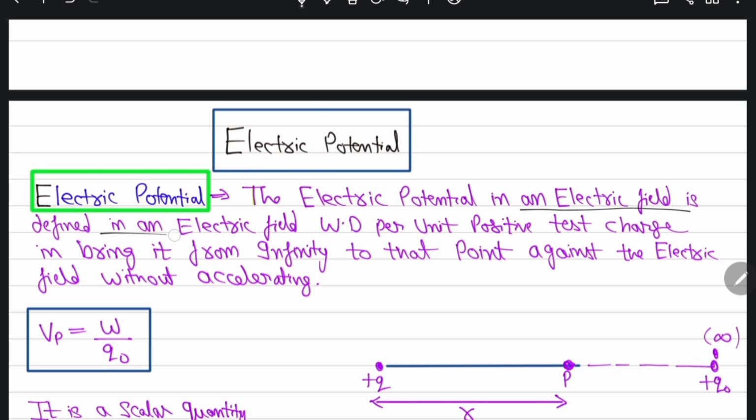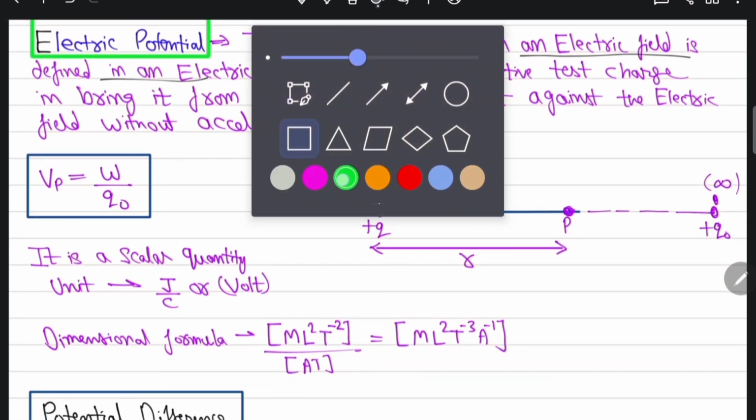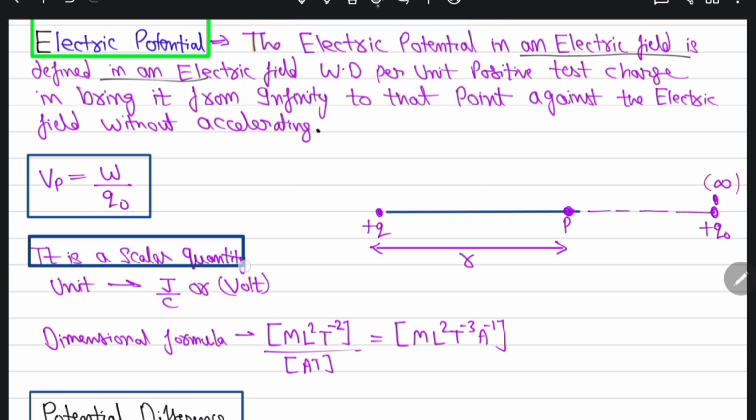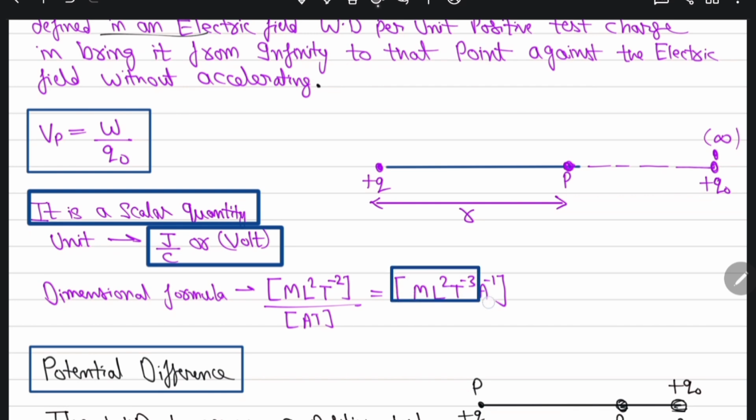The electric potential in an electric field is defined as work done per unit positive test charge, work done in bringing it from infinity to that point against the electric field without accelerating, and it is a scalar quantity, and its unit is joule per coulomb, or volt, and the dimensional formula is this.